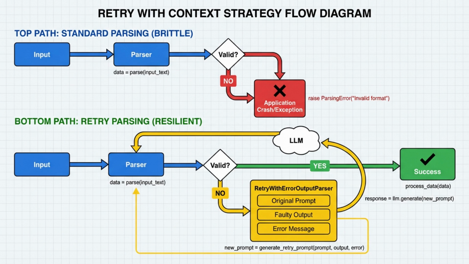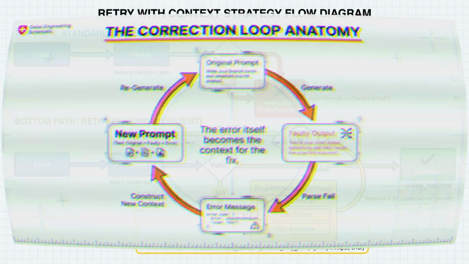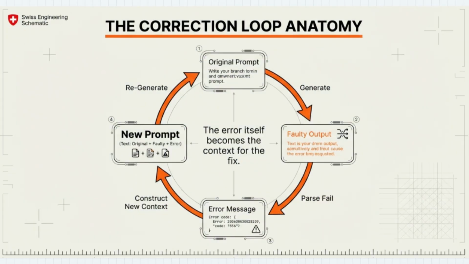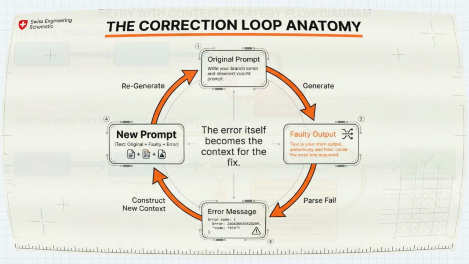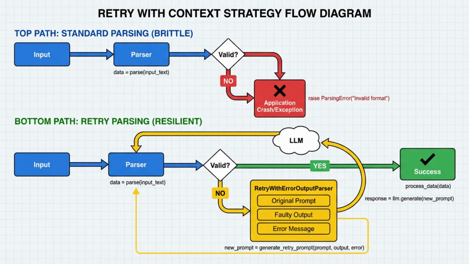Now, important caveat, this isn't bulletproof. If your prompt was fundamentally unclear or the LLM lacks the capability for the task, retrying won't magically fix it. But for formatting errors, minor omissions, and syntax mistakes, this catches the majority of real-world failures. And because LLMs are actually pretty good at fixing their own mistakes when you give them context, you get that green check mark far more often than you'd expect.